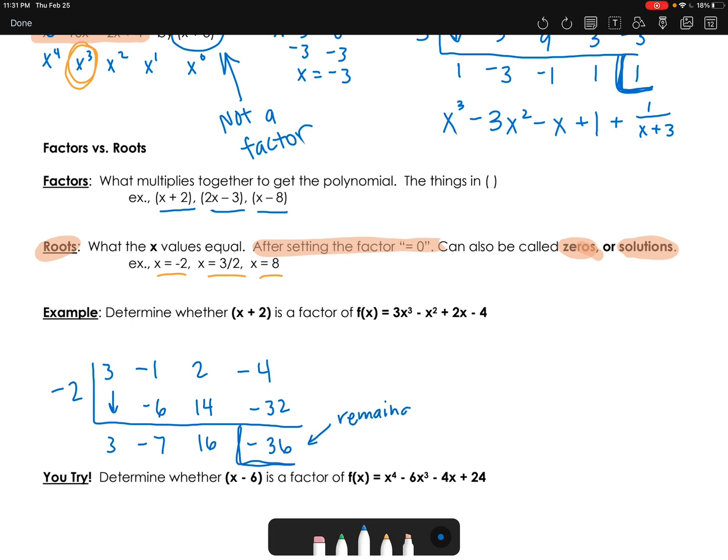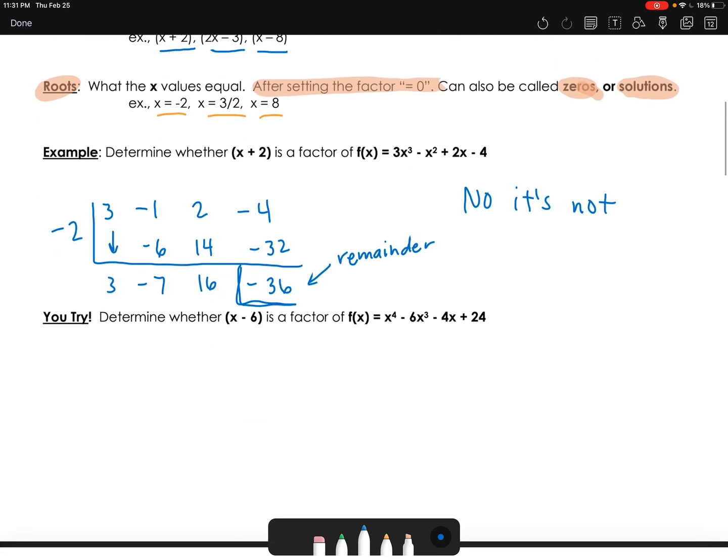So this question is asking, determine if it's a factor. No, it's not, because if it was, our remainder would be 0. So you've seen the example, try this one on your own.